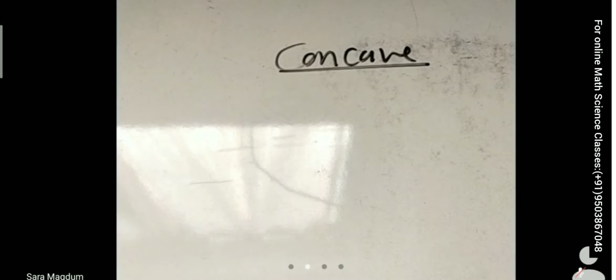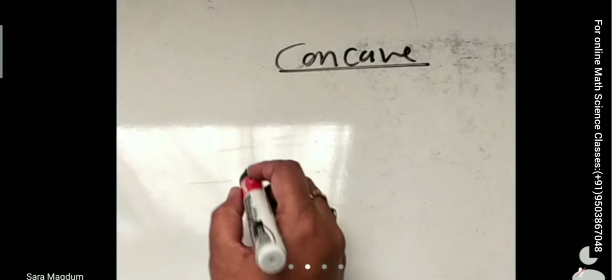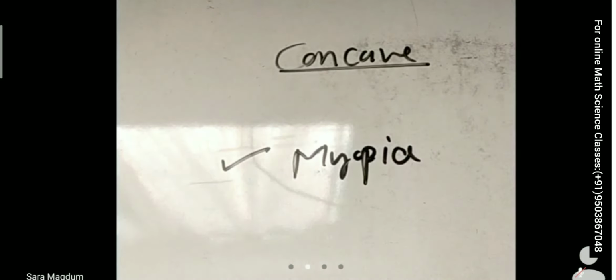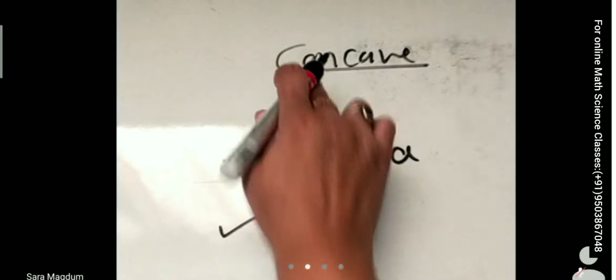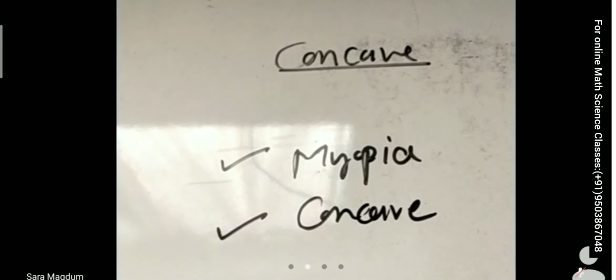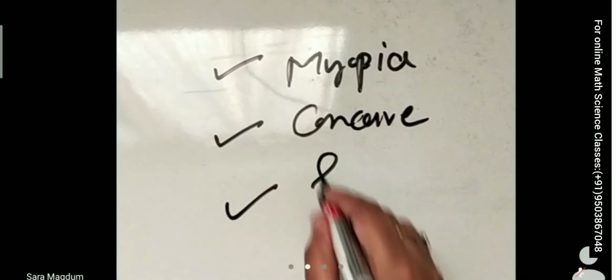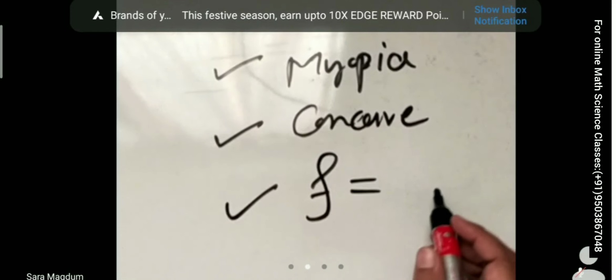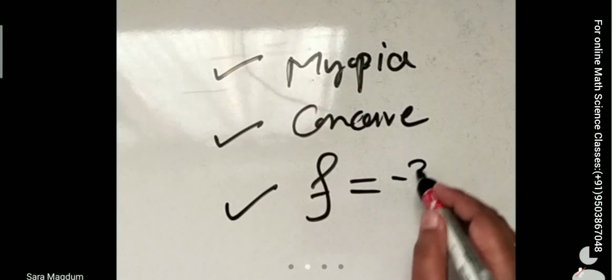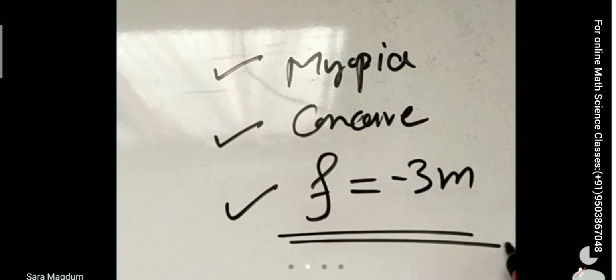Right? So here as an answer we have mentioned the defect is myopia. The lens used is concave lens. And third, we have found the focal length. The value of focal length is how much? -3 meter. Yes, the value of focal length is -3 meter. These three we have written as an answer.